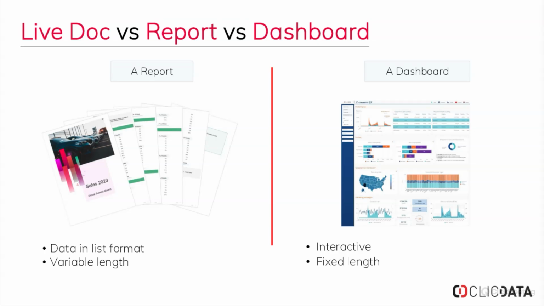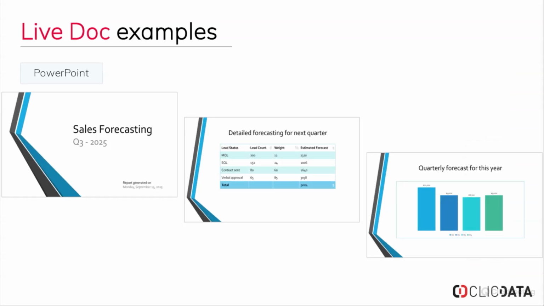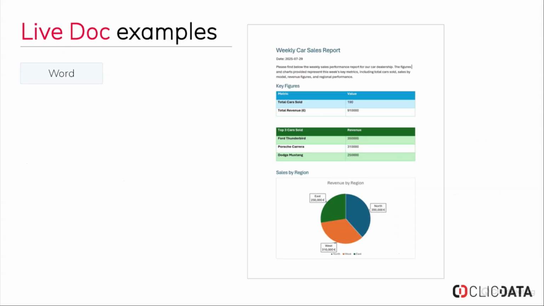...which is not the case for LiveDocs. So let me show you a few examples quickly. We can also see them live afterwards in the platform. So for example, we could have an Excel, which is filled with different formulas and data. That's one example here. We can have a PowerPoint where each slide has different content and also charts, tables. And also here an example with a Word document. As you can see, we have also tables and a chart here.